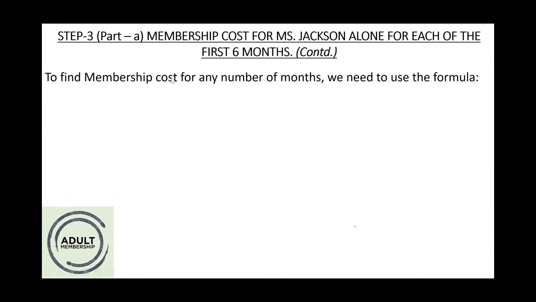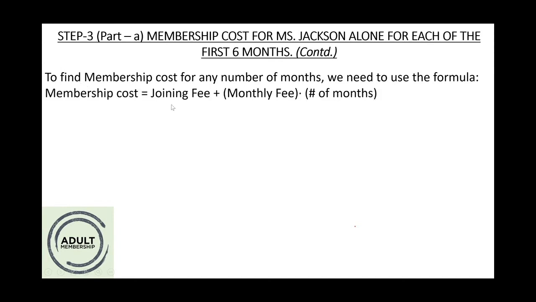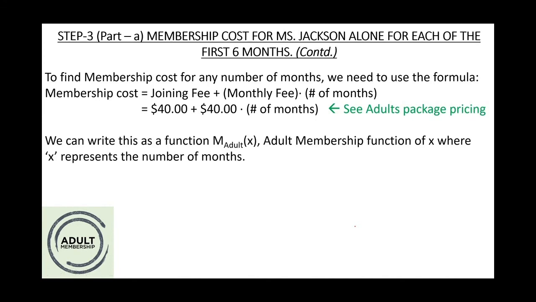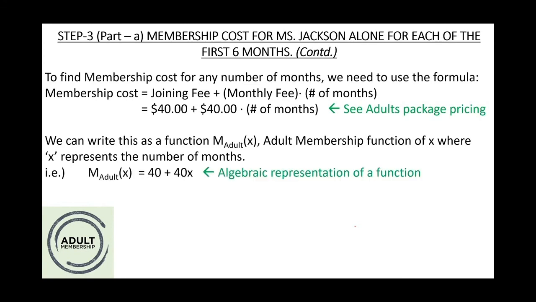So to find membership cost for any number of months, we use the formula: membership cost is equal to joining fee plus monthly fee times number of months. That is $40 plus $40 times number of months. So we can write this as a function, M sub adult of x, meaning adult membership function of x, where x represents the number of months. That is, M sub adult of x is equal to 40 plus 40x. So we used an algebraic expression, which is 40 plus 40x, to model the situation. This is called an algebraic expression of a function.